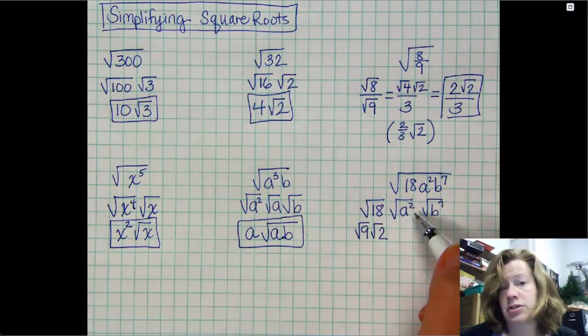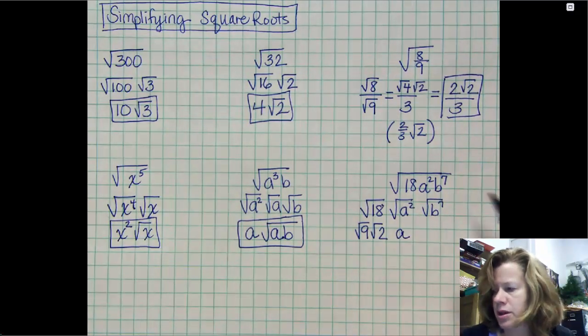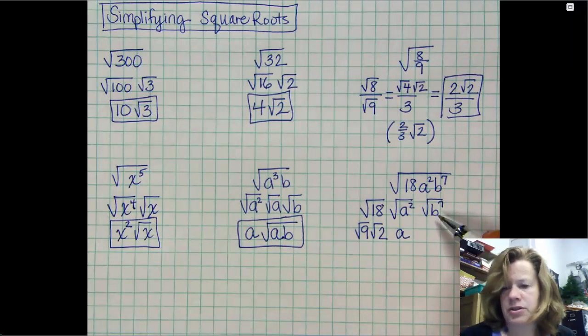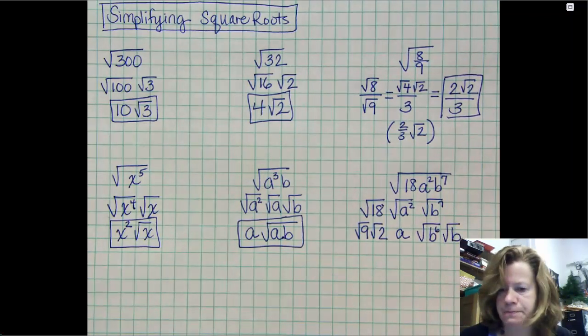A squared, that's an even numbered exponent. That's perfect. The square root of a squared, 2 divided by 2 is 1, so that is just a. The square root of b to the 7th, well, that's odd, so I can subtract 1 from it to make it even. So I'm going to rename this the square root of b to the 6th times the square root of b. Now let's simplify what we can.